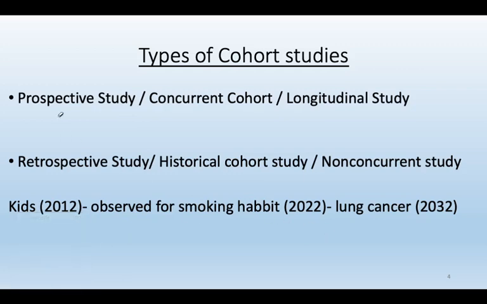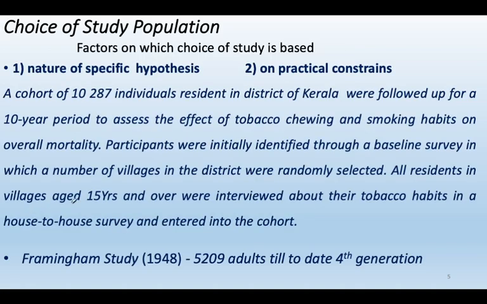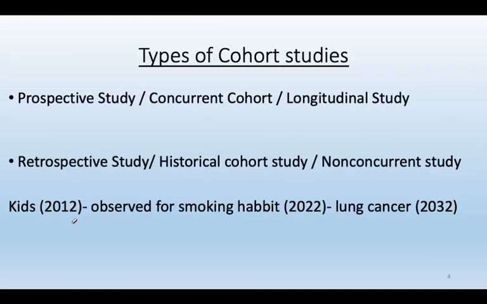So in case of a concurrent cohort study or a prospective study, let's assume we are following a number of school kids who are enrolled in a school in year 2012. We observe their smoking habits. We are not influencing them to smoke or not smoke. And we follow them for 10 years.